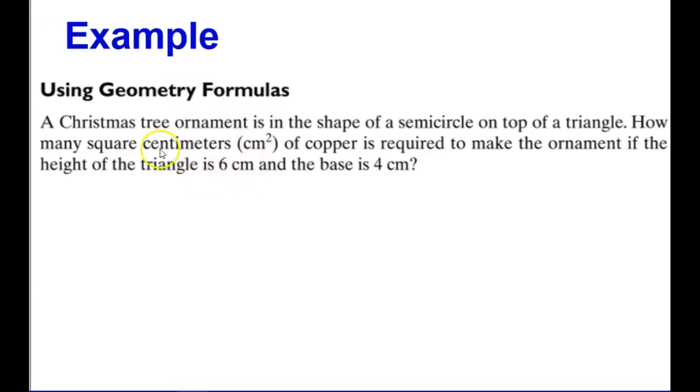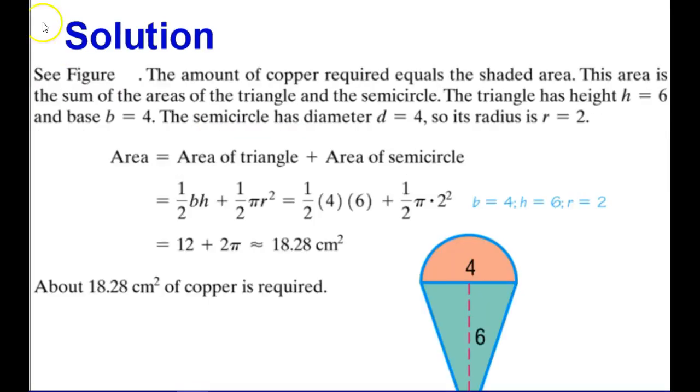Now I'm going to go and use some of these. A Christmas tree ornament is in the shape of a semicircle on top of a triangle. How many square centimeters of copper is required to make the ornament if the height of the triangle is 6 centimeters and the base is 4 centimeters? Because it's square centimeters, I know I'm dealing with area. The first thing we always do is draw a picture. So here's the picture. The base of my triangle was 4 and the height of my triangle was 6.